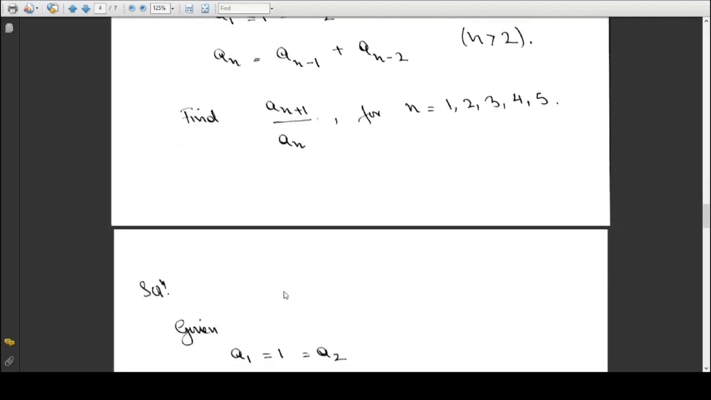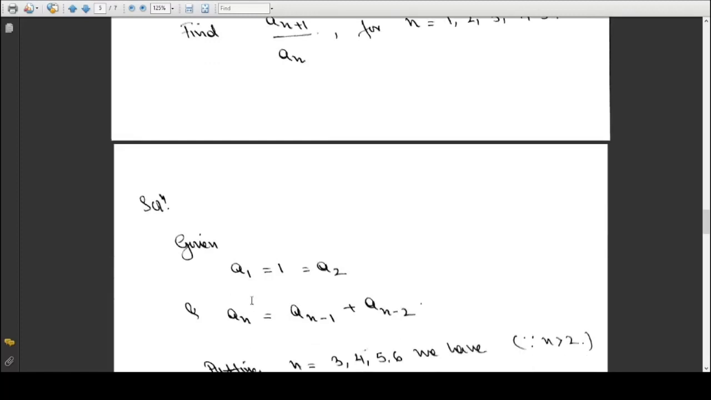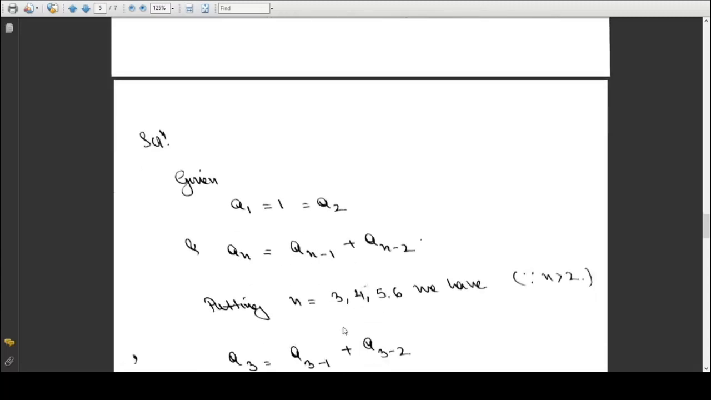Okay, now the solution for this is: given a1 is equal to 1, which is equal to a2, and an is equal to an minus 1 plus an minus 2. Now since given n is greater than 2, we are putting numbers greater than 2, that is 3, 4, 5, 6.